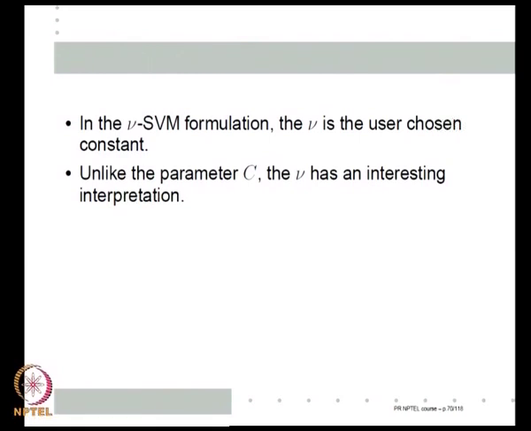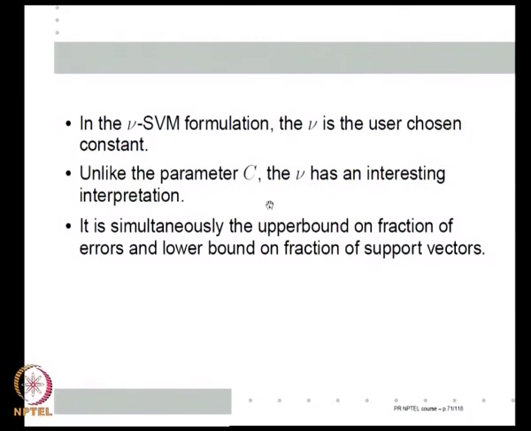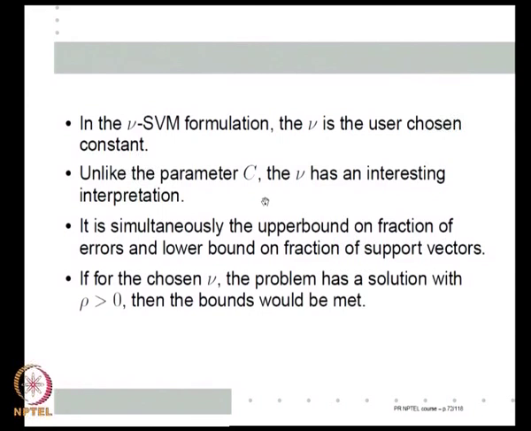And given that nu is between 0 and 1, it is simultaneously a lower bound on the fraction of support vectors and an upper bound on the fraction of margin errors. Okay. Simultaneously an upper bound on the fraction of errors and a lower bound on the fraction of support vectors.